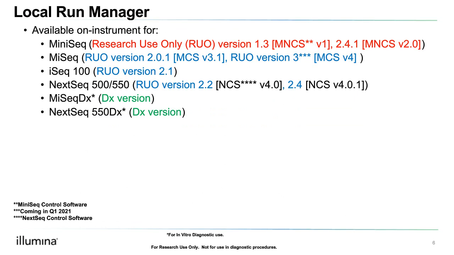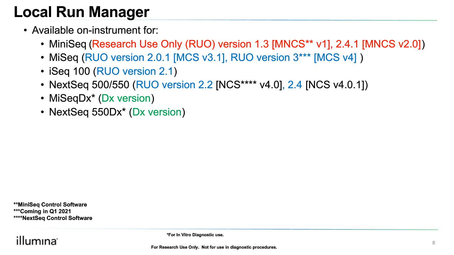There are currently several Local Run Manager versions on different instruments. Specifically for the MiSeq instrument, if you are using MiSeq Control Software version 1, then Local Run Manager version 1.3 is available. If you have MiSeq Control Software version 2, then we have Local Run Manager version 2. If you are using MiSeq Control Software version 3, then Local Run Manager version 2 is available. And excitingly, we have the new MiSeq Control Software version 4, where Local Run Manager version 3 will be available. We are going to have a new webinar about MiSeq Control Software version 4 with Local Run Manager version 3 in February.